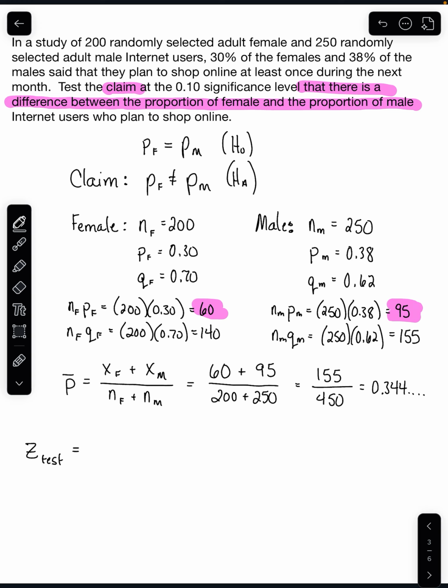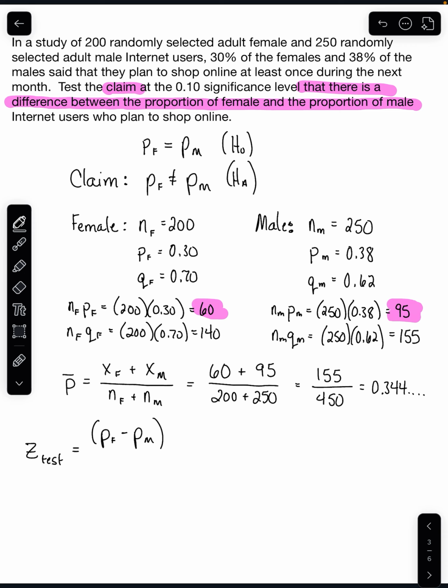Everything that we have done from the very beginning of the wording of the problem all the way through has always mentioned females first and males second. In the hypotheses, females were on the left, written first, and males second on the right. When we did the n times p's, we did the females first and the males second. When we wrote our p bar, it was the females first and the males second. Everything we have done has kept them in that order. So I'm going to do the same thing here and do the sample proportion for the females minus the sample proportion for the males.